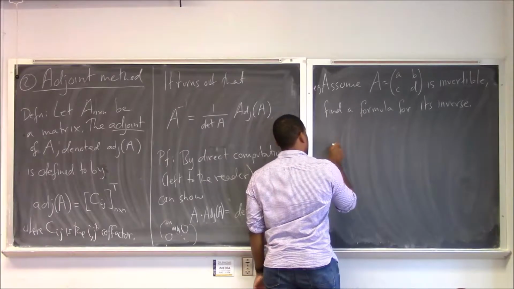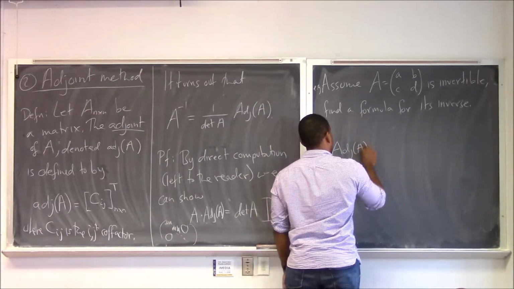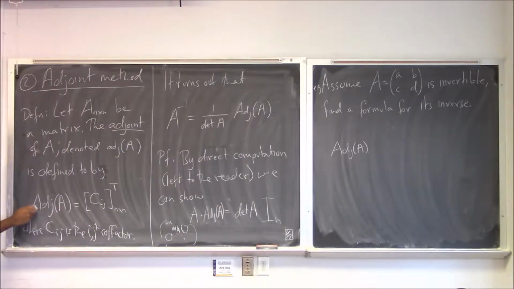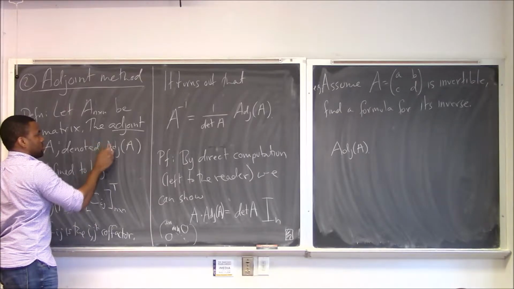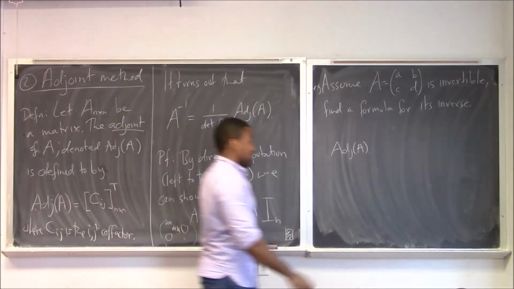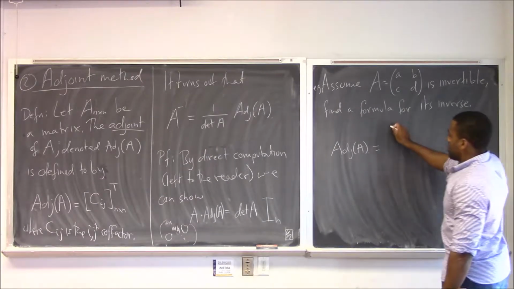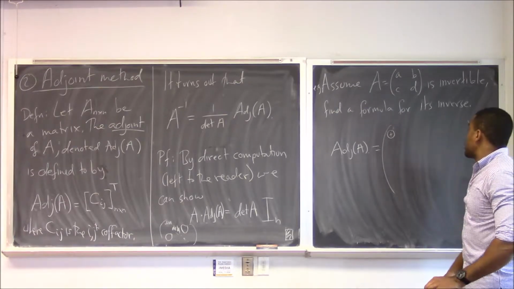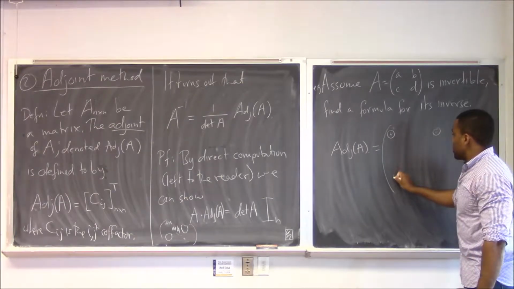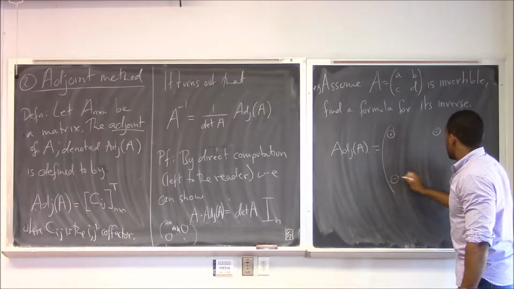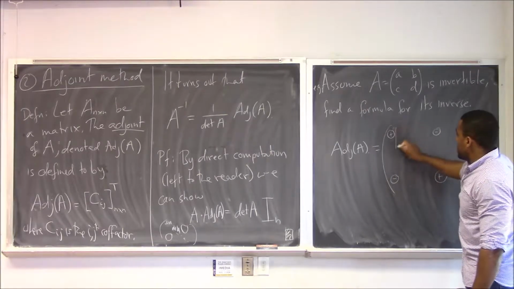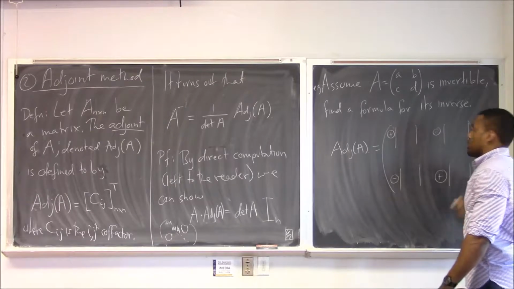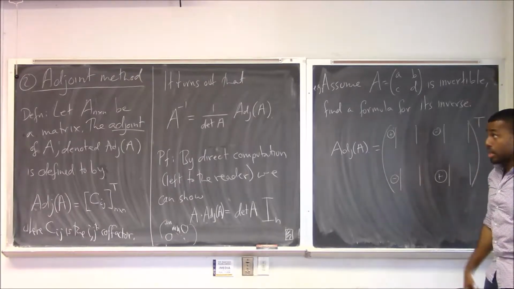So what I'm going to do here is find the adjoint of it. So what is that going to look like? Well, remember there's a checkerboard pattern of signs, so there's always a plus in the top left. There'd be a minus here, a minus here, and a plus here. And in each of these positions we're going to put a cofactor, and then we're going to take the transpose of that.